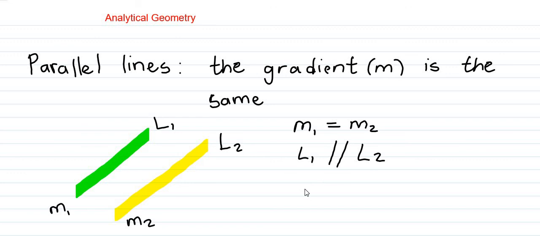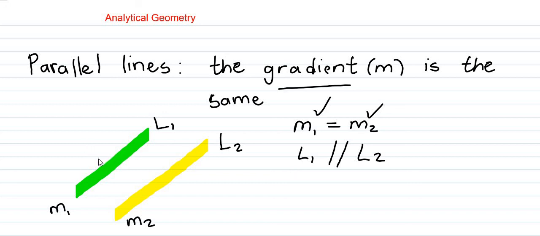And then for you to prove that two lines are parallel, again, you need to calculate the gradient. And like we have seen in the previous slides, M, we use our calculator: M equals Y2 minus Y1 divided by X2 minus X1. So now, we have calculated that one.